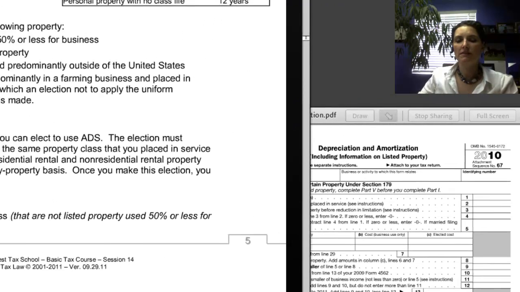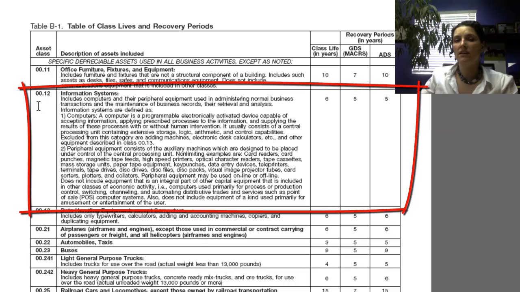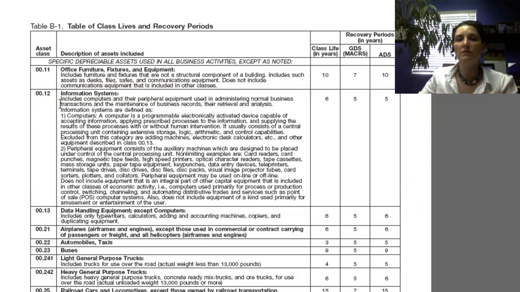Well, let's just go back to Pub 946 for a second and take a look at that. What the IRS is saying is that you can elect to use ADS on an asset as long as you elect ADS for all assets in that same class in that same year. So here is a class. The class is 00.12, Information Systems, and it includes computers and their peripheral equipment used in administering normal business transactions and the maintenance of business records, their retrieval and analysis. Systems are defined as computers and peripheral equipment.